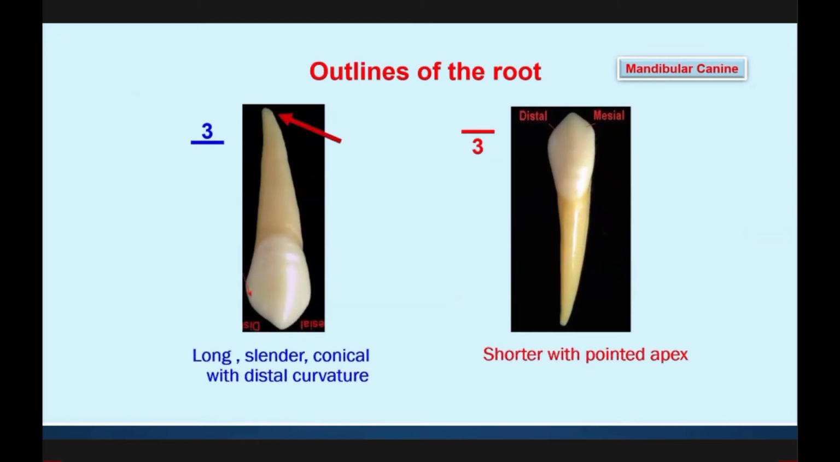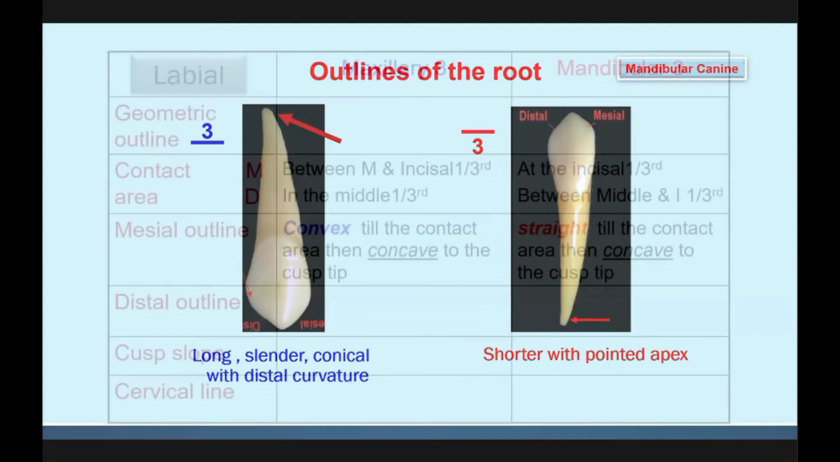Outline of the root, in case of maxillary canine: long, slender, conical with distal curvature, a very strong root, right? Long, straight, thick, conical. Conical is like gradually tapering like the central incisor with a little bit of distal curvature. But in case of mandibular canine, it's a little bit shorter with pointed apex, very thin apex. Okay, the apex is very thin and pointed. Of course, it is also distally curved.